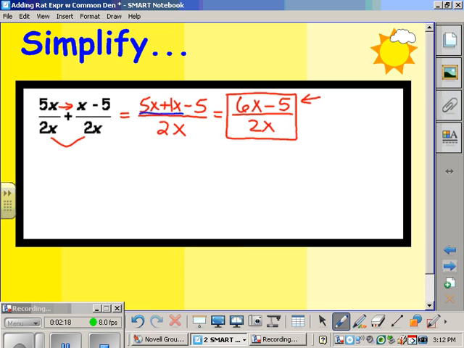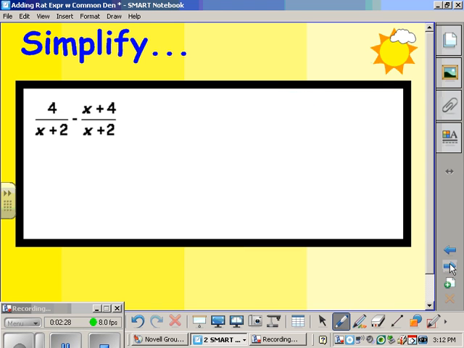So again, in order to add these, the denominators must be the same. You must have common denominators, and what you're actually adding are just the terms in the numerator. Let's go ahead and move on to this example. In this example, once again, the denominators are the same. So because we have a common denominator, we can just slide that denominator over.